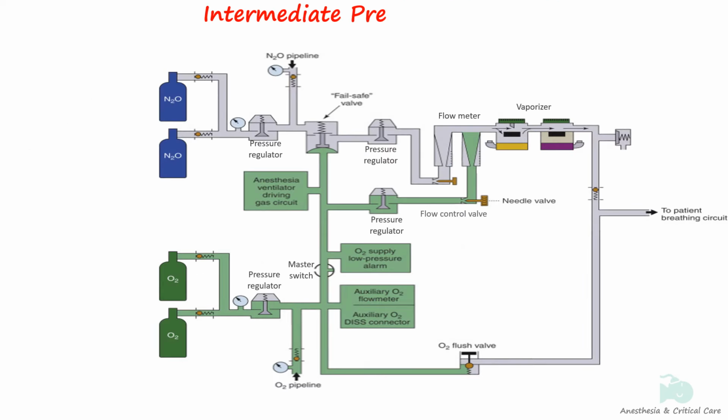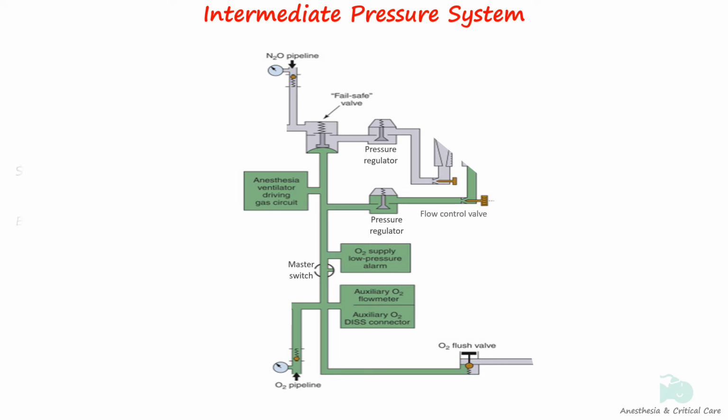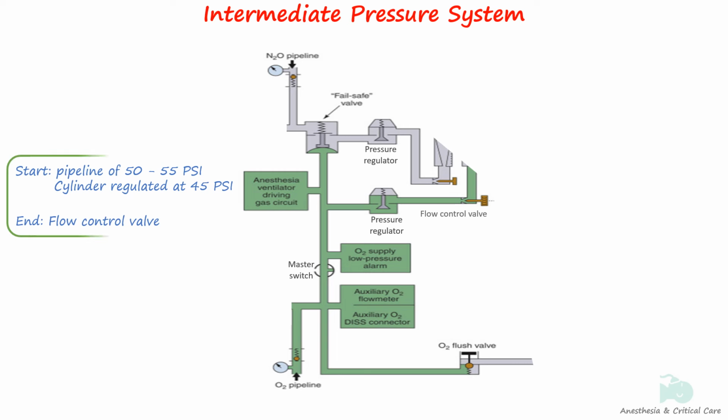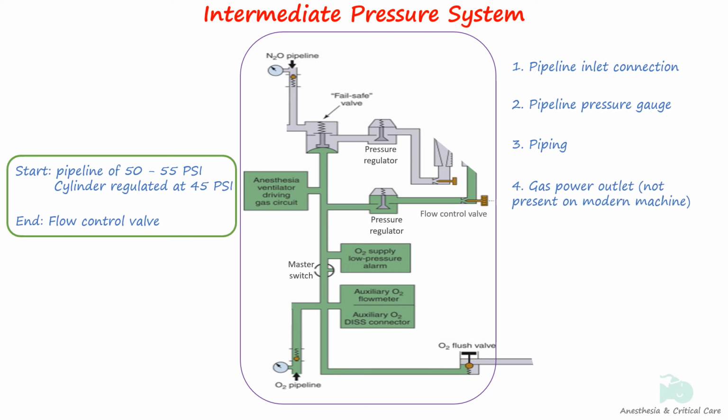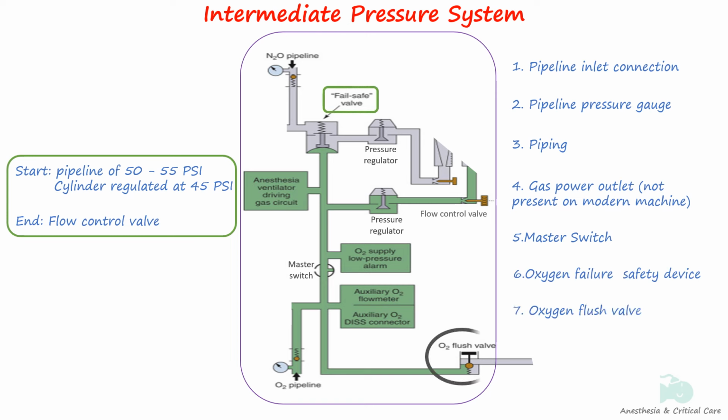The intermediate pressure system begins at the regulated cylinder supply pressure of 45 psi and also includes the pipeline source at 50 to 55 psi, and extends to the flow control valve. It consists of the pipeline inlet connection, pipeline pressure indicator or gauge, piping, gas power outlet, which is not present on the latest machines, master switch, oxygen failure safety device, oxygen flush, and flow control valves.